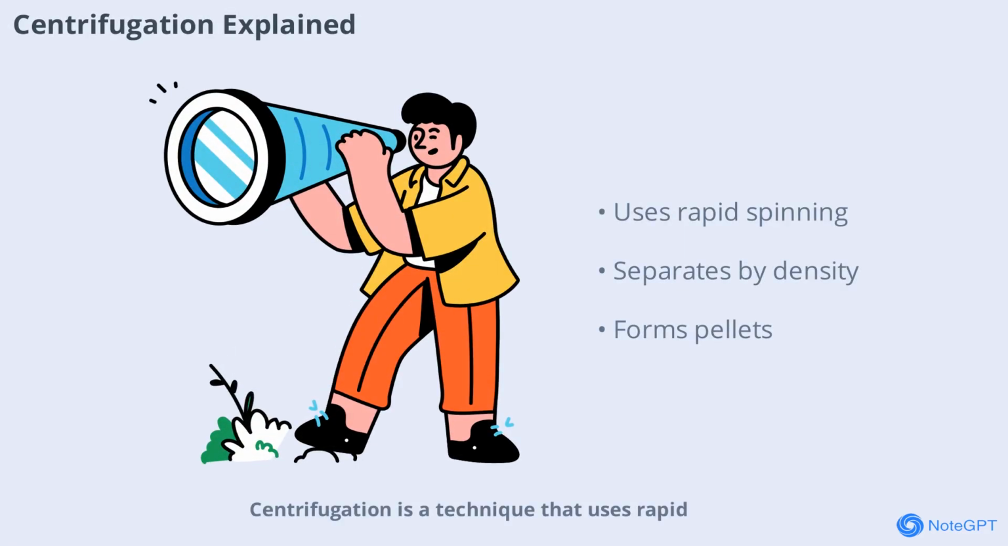Centrifugation is a technique that uses rapid spinning to separate components based on their density. In analytical chemistry, it's used to separate fine particles or precipitates from liquids. The sample is placed in a centrifuge, and as it spins, denser particles move outward and form a pellet while the liquid remains above. Centrifugation is especially useful for small or delicate samples.